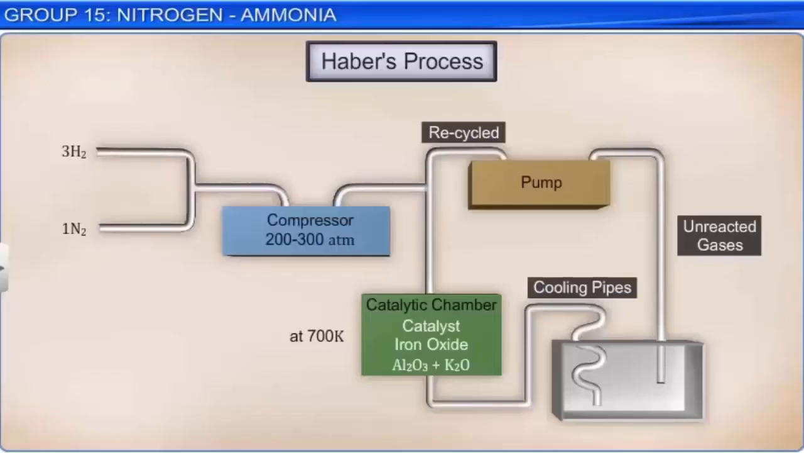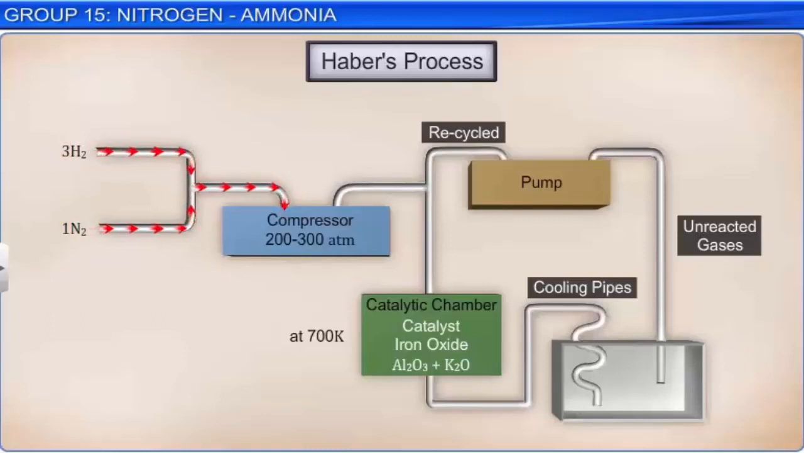The flow chart of the manufacture of ammonia is given here. Let us describe in short the process of manufacture of ammonia from the flow chart. Pure and dry nitrogen and hydrogen are mixed in a ratio of 1:3.